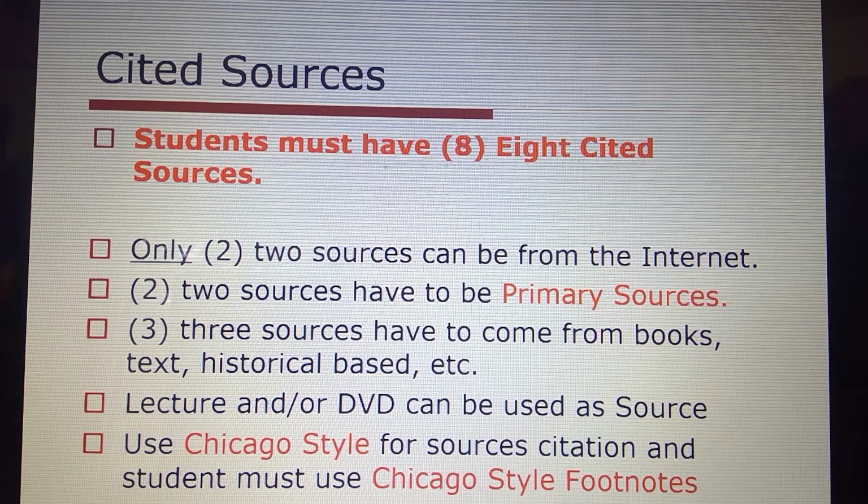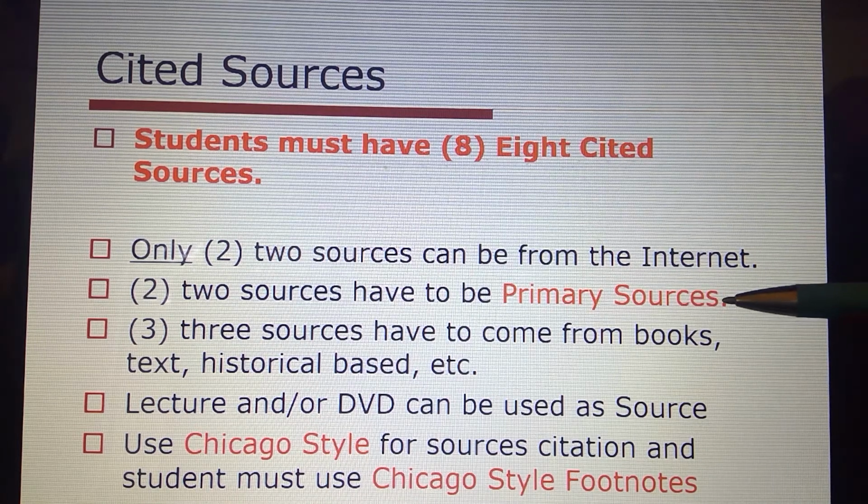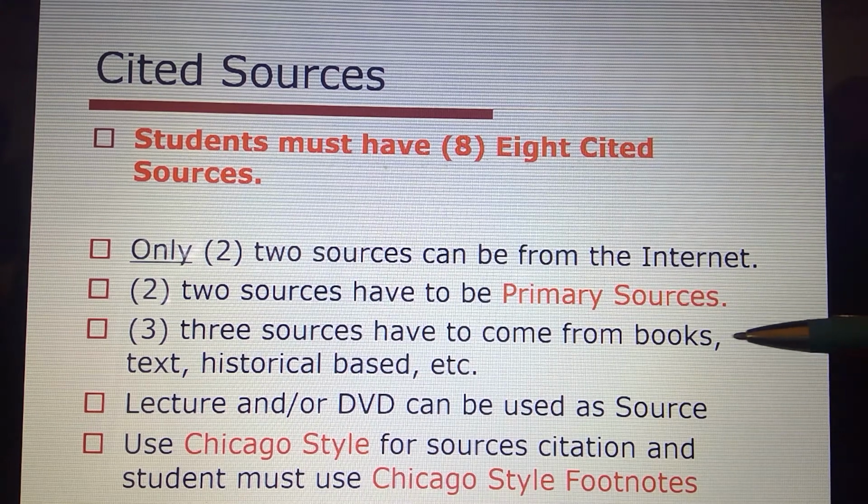2 sources have to be primary. Remember, we talked about what a primary source is. 3 sources have to come from books, texts, historical basis. Now, a lot of students will ask me, and this is a good question, Mr. Offer, can I get a book online and cite it? Yes, you can. That's a book and it's online.